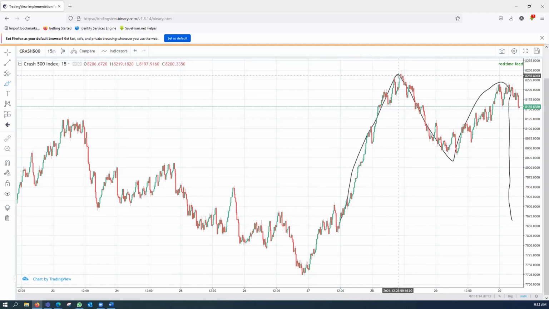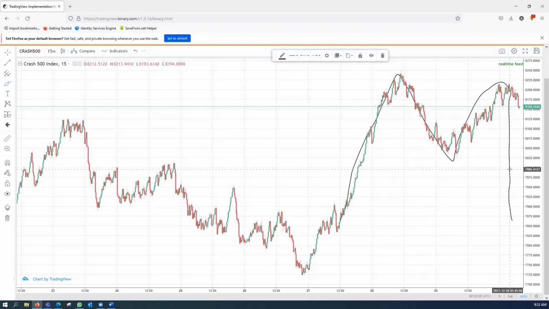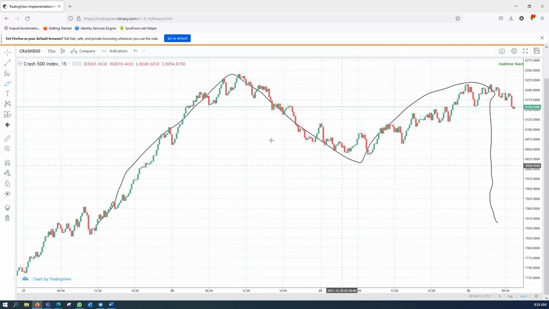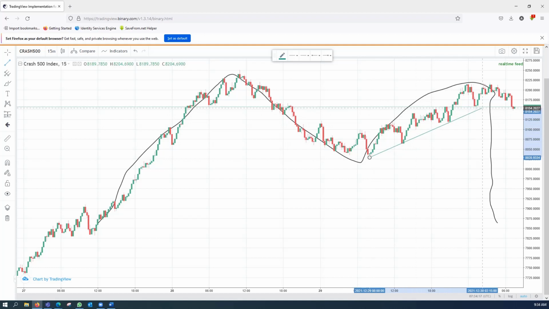But we're not just going to jump and say, okay, I'm going to sell because I'm seeing an M formation. We also need to analyze and see how the market is doing. What do we predict could happen next? So if you come here, on our 15 minutes time frame, we can draw another trend line here. If you draw another trend line here, you can see that the market has been really respecting this trend line.